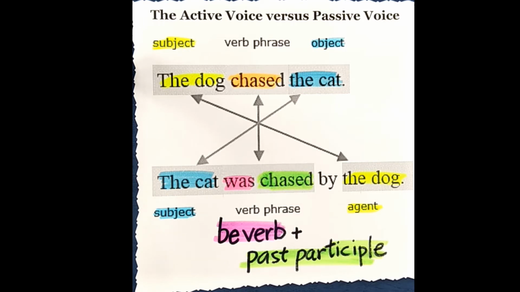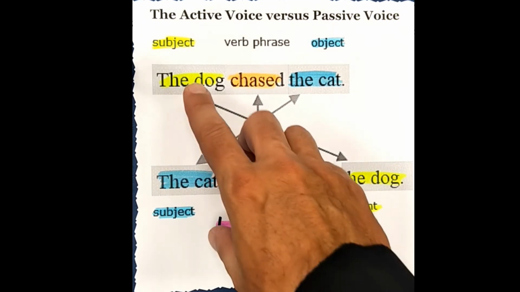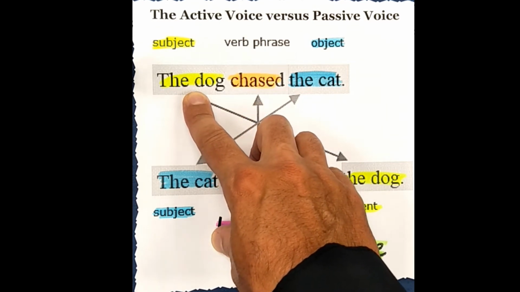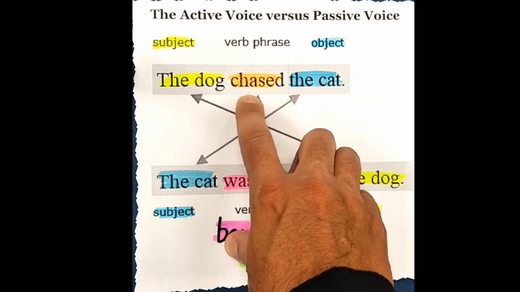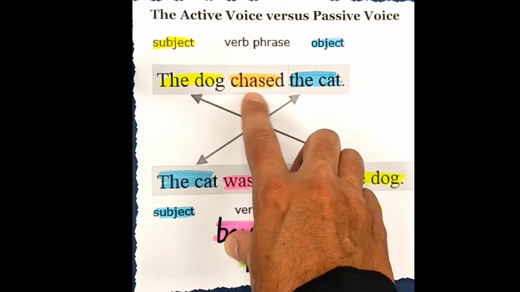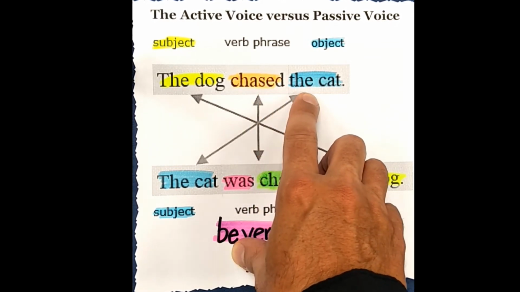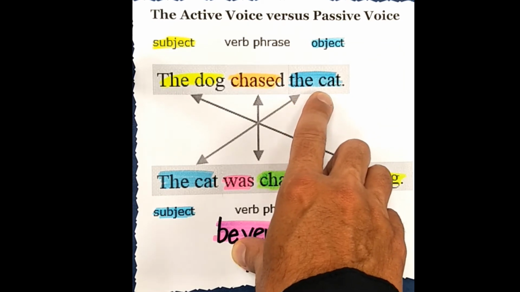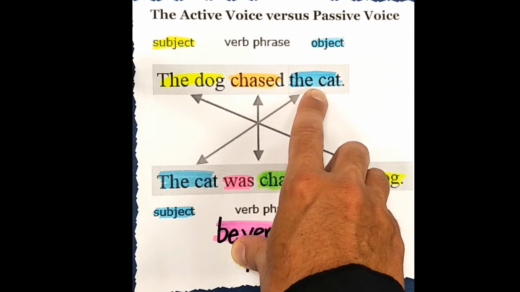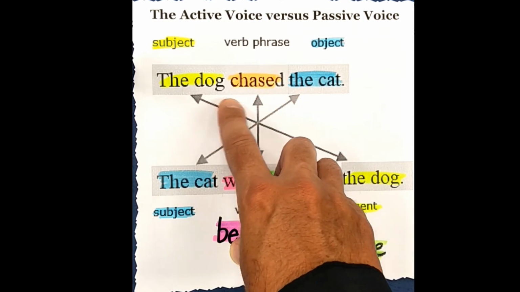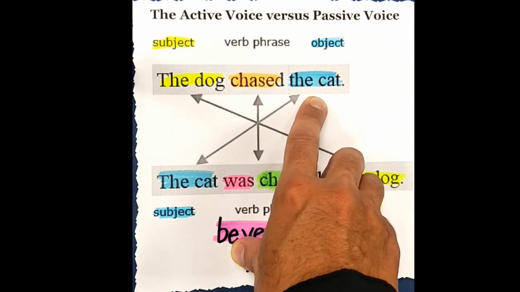Well, let's look at the first sentence. The dog chased the cat. The subject is the dog. The verb is chased. That's the simple past. Chased. The object is the cat. So we have subject, verb, object. The dog chased the cat.